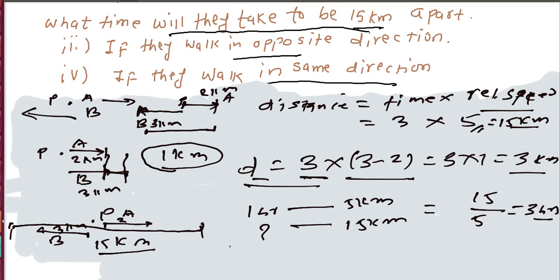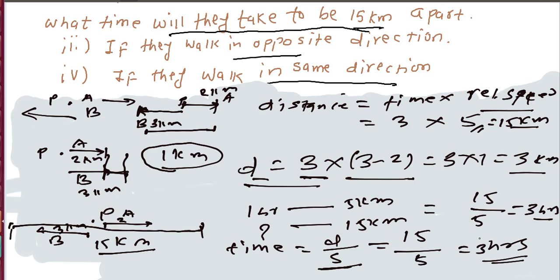Or again, by using the formula, time is equal to distance divided by speed. Speed is relative speed here, because they are walking with respect to each other in the opposite direction. So distance is given to us, 15, and speed is relative, that is 3 plus 2, 5. So 3 hours. They will be 15 kilometers apart after 3 hours.